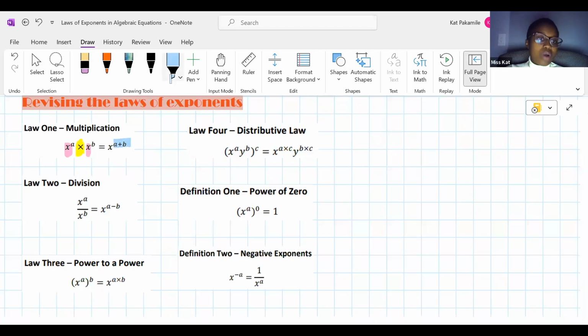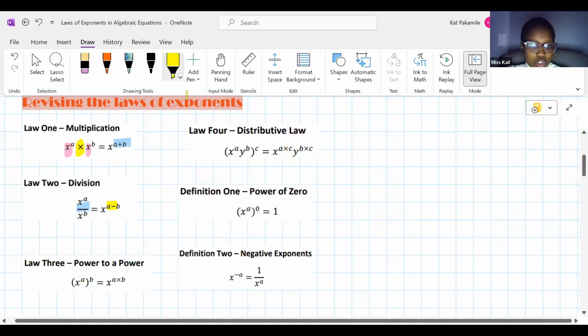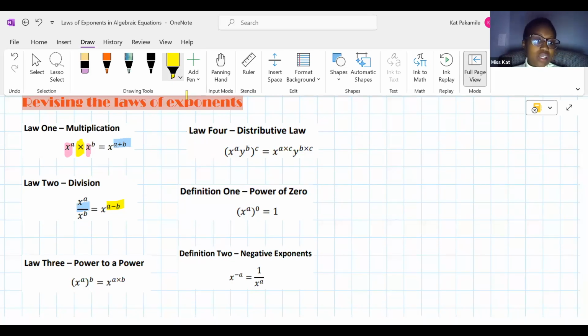So law one says you are multiplying, same base, add your exponents. That's a quick summary. Law two says you are dividing, again same base, and in this case you subtract exponents. These are basically opposites of each other if you think about it. Not really, but kind of.